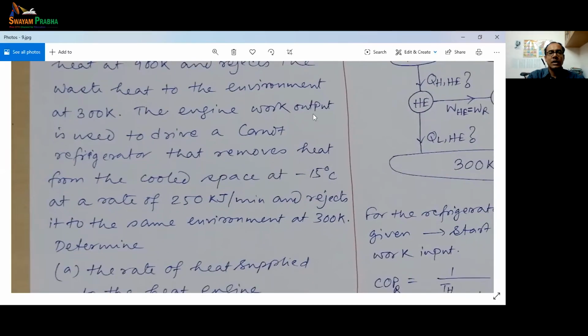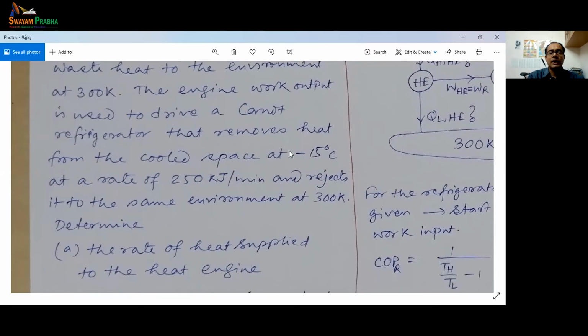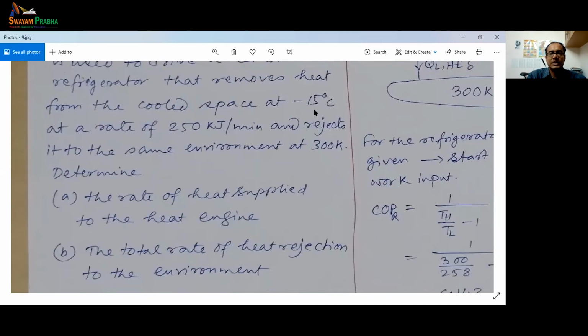Now the work output from the engine is used to drive a Carnot refrigerator. Now you are taking up heat from a lower temperature reservoir and putting it to a high temperature reservoir with the help of external work. That external work is coming from the heat engine and that is driving the refrigerator, that removes heat from the cool space, and the temperature is given to be minus 15 degrees centigrade, and the rate of heat removal is also given, that is 250 kilojoule per minute.